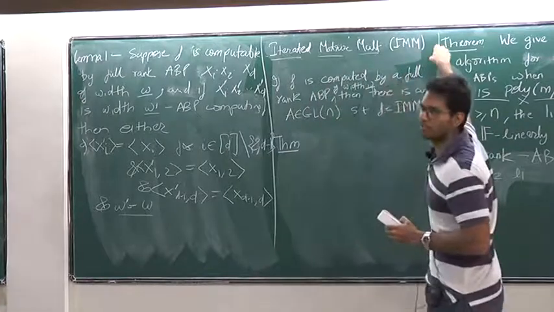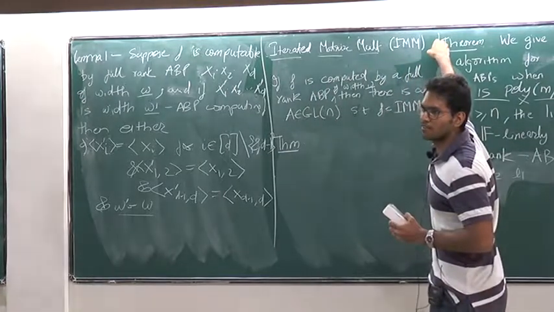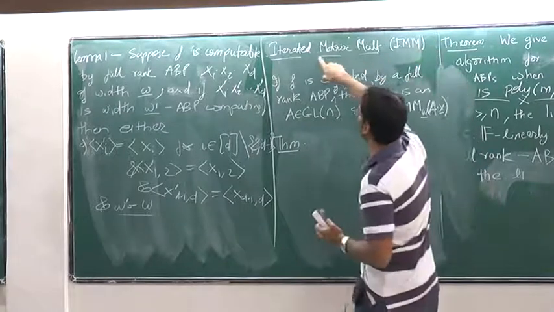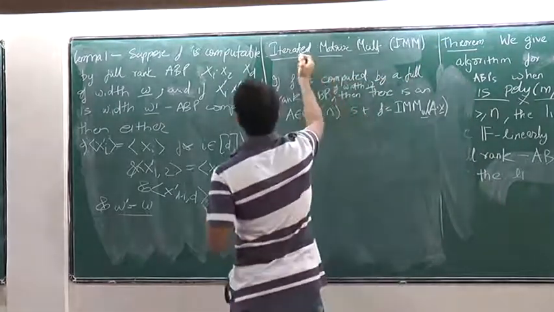Iterated matrix multiplication polynomial. So I explained this polynomial. Sorry, I didn't write it down.